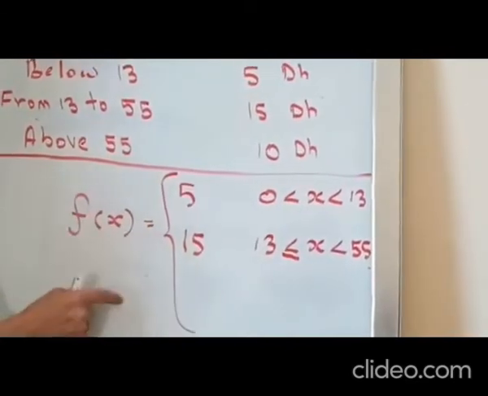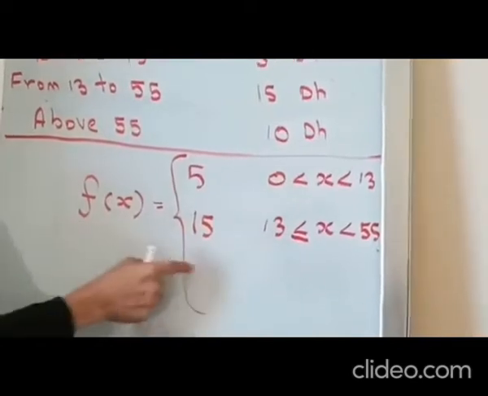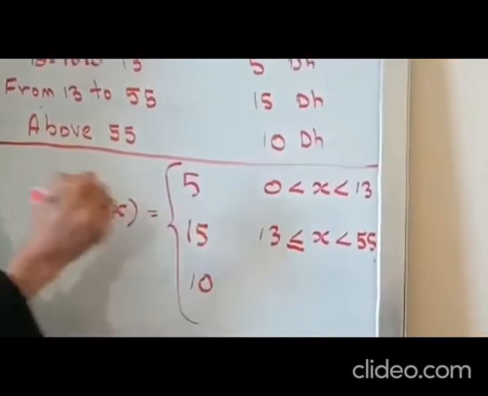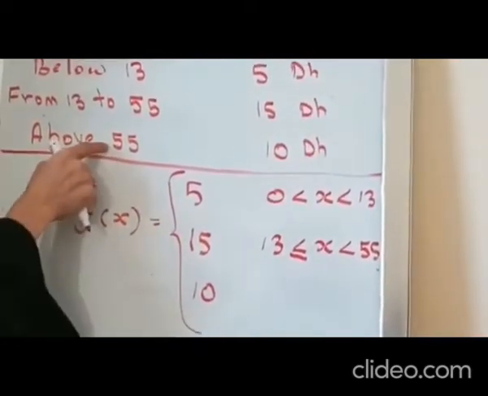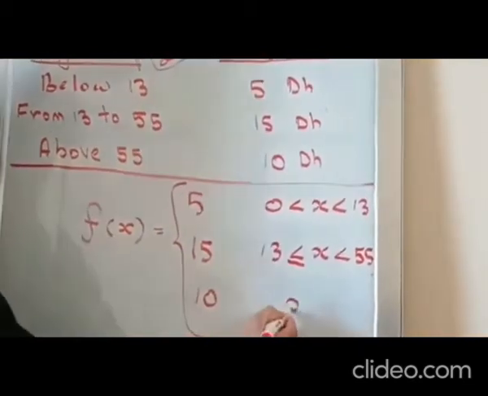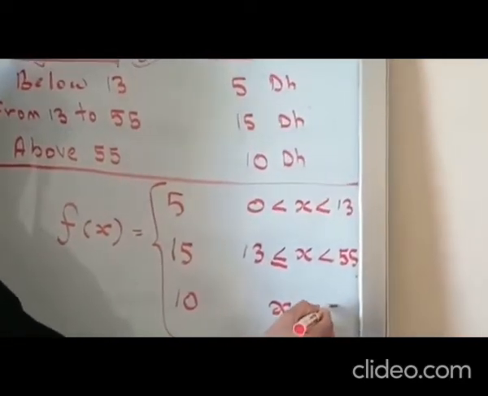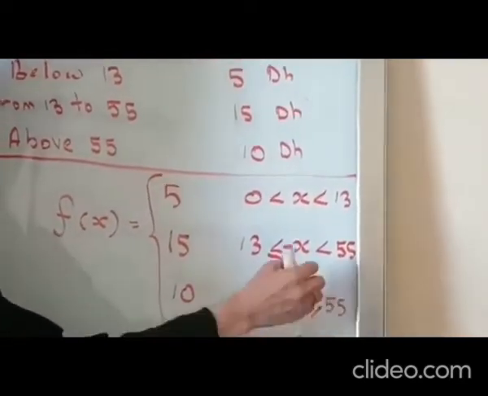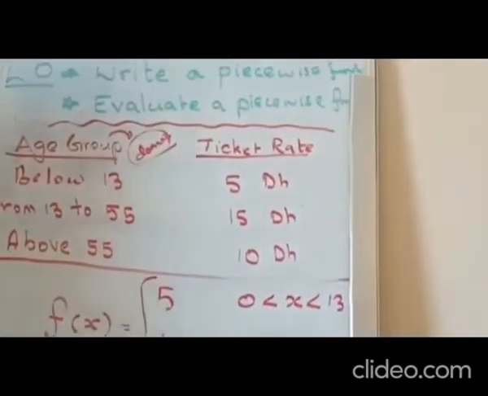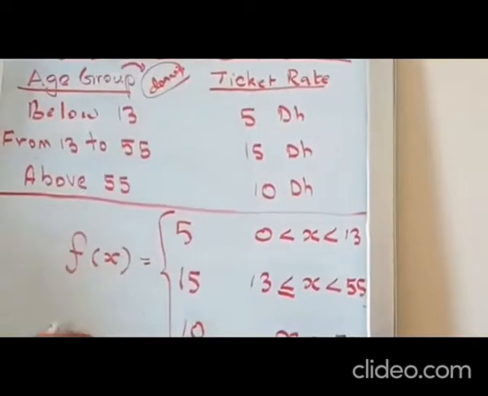And then we are not done yet. We have one more piece of information about 10 dirham. So f is 10, and how would I write above 55? I can write it as x greater than or equal to 55. See, I didn't write equal to here. So this is the way we write a piecewise function.